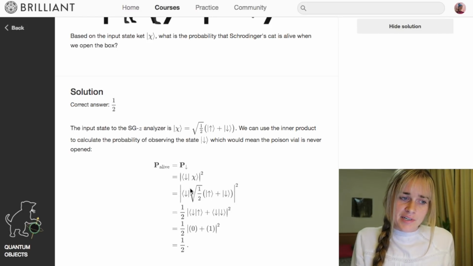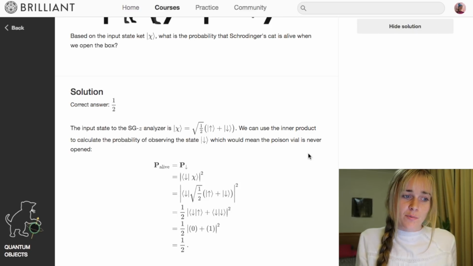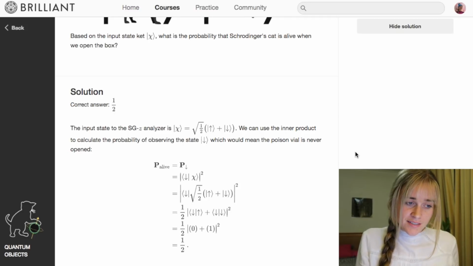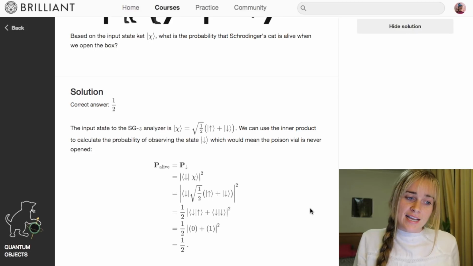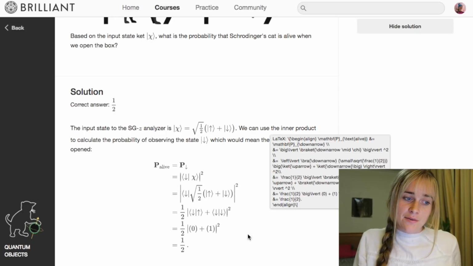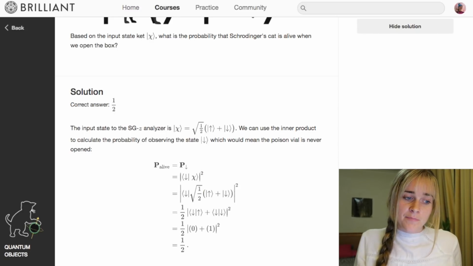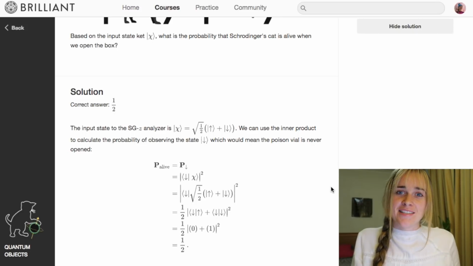Here they're calculating the inner product between spin down and chi, which is the probability that the poison vial is never opened. So you can just do 1 minus whatever you're getting out of this answer to find out the probability that the poison is opened. So they do that inner product and they write out chi explicitly as what we've been given to be its definition. You can take everything out, you end up with a couple of inner products that are very familiar to us now. This one is 0 and this one is 1. Try and follow through with that math right there. You'll get a half. It makes sense intuitively, and now it makes sense mathematically.